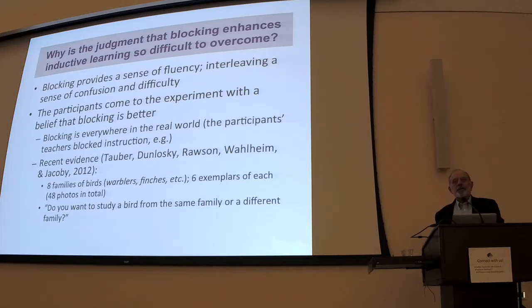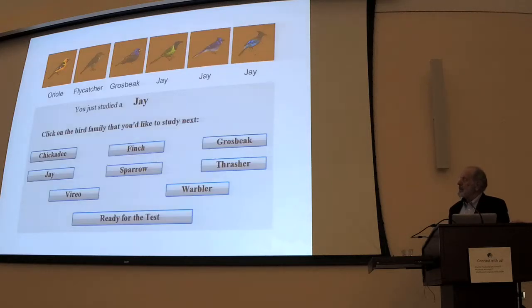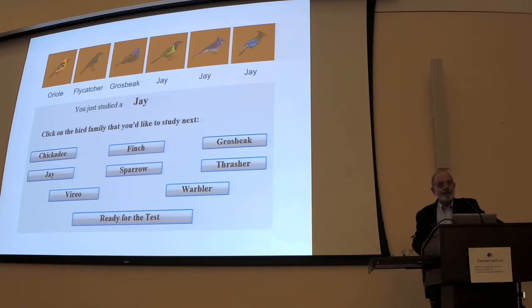Recent evidence is that if you let people choose, they will choose blocking. So this is an experiment where they're learning families of birds. These are just examples of the pictures, and there might be 3 different versions of what jays look like. But basically what the researchers did was, after what you've just seen as a jay, click on the bird family you'd like to study next. What did they click on? They overwhelmingly choose to see another jay, and in fact they tend to choose to see all the jays before they go on to any other. They give themselves block practice.